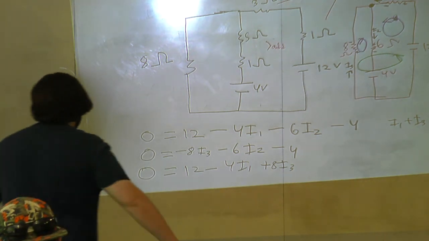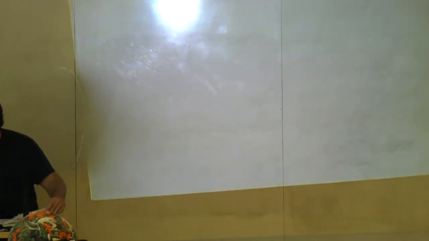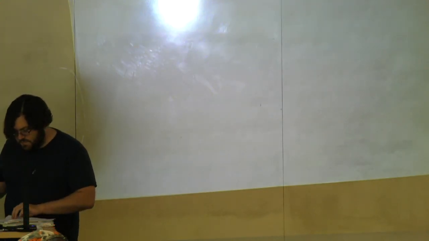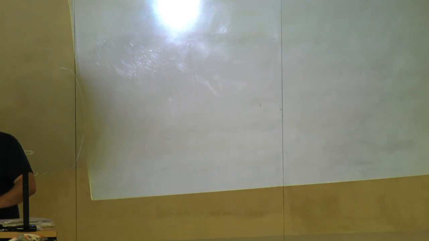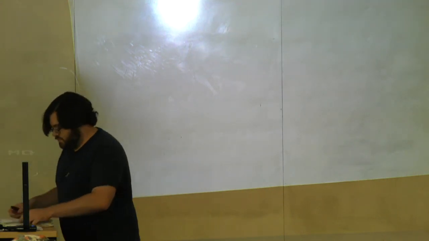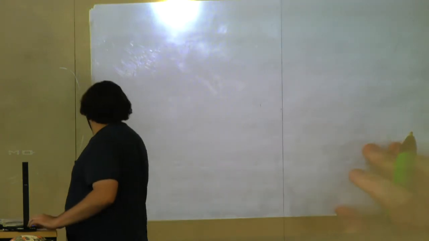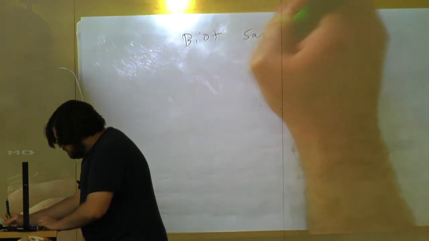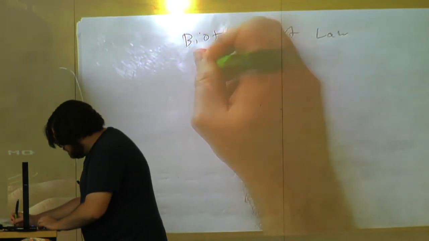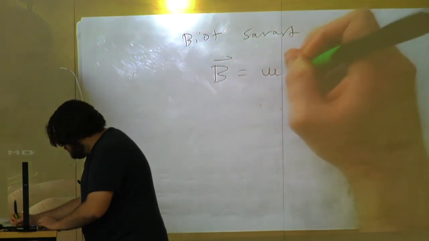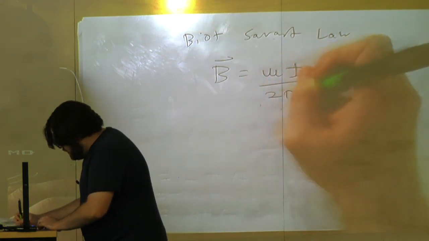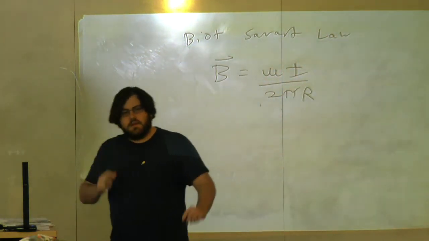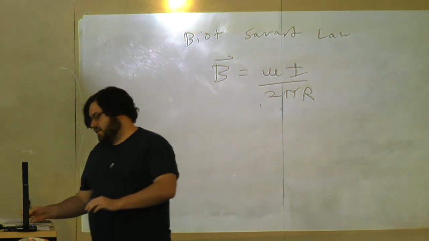Sorry. Okay. So Kirchhoff's laws, that is that. We still have a little bit of time, so I definitely want to introduce magnetism. The very first law that we covered in magnetism is called the Biot-Savart Law, which is mu naught I over 2 pi r. This is the analog of Coulomb's law.